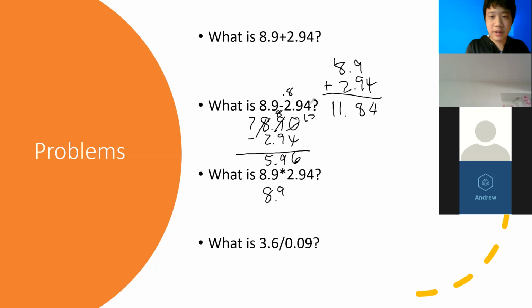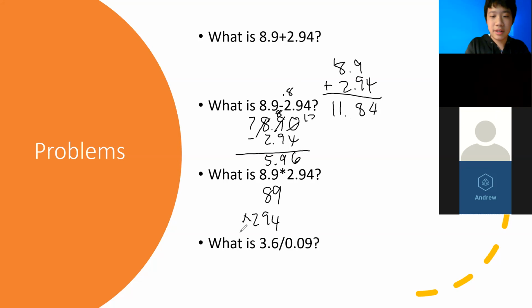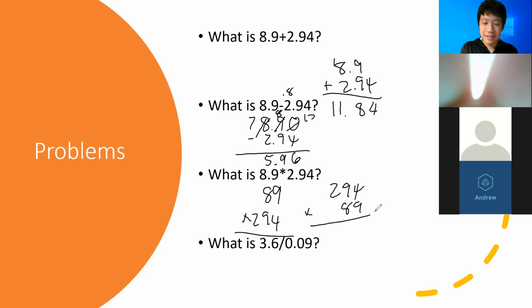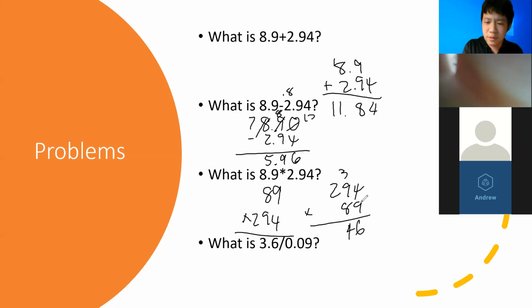So instead of writing 8.9, we can just write 89 times 294. And for me, I like to see the top one, the bigger number on the top. So I'll just rewrite this a little bit. That's just my own little habit. So I'll just multiply these out normally. 36, 81, 84, I think. And then 18, 26.